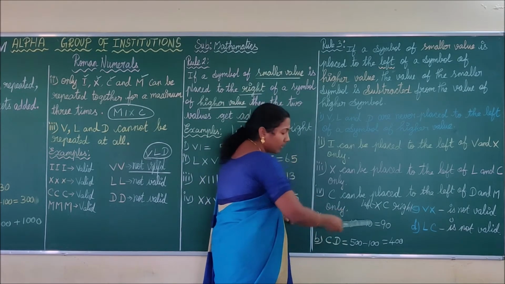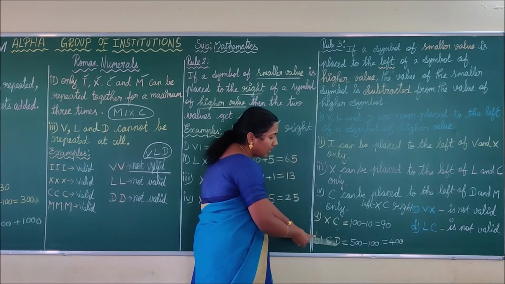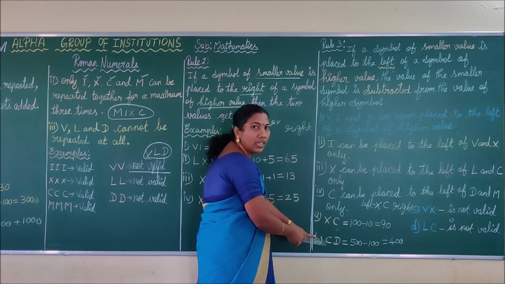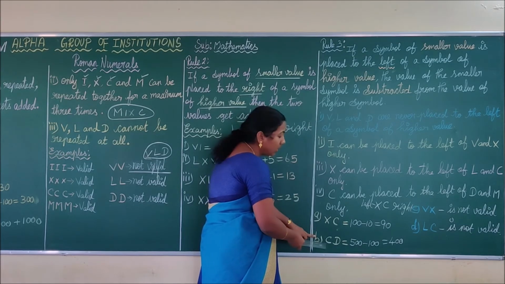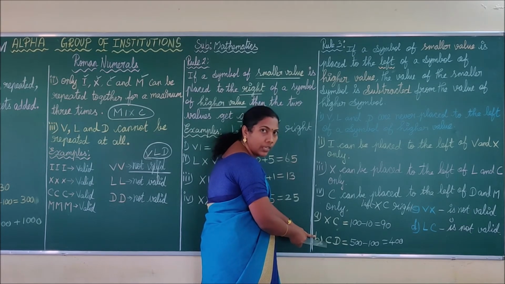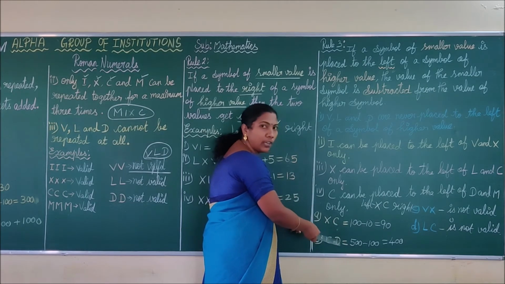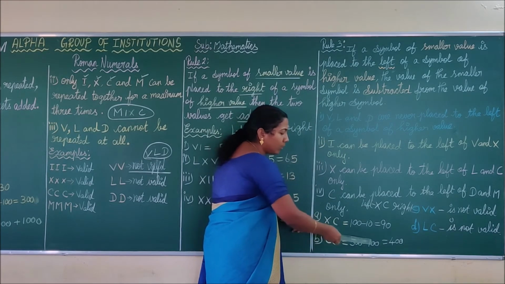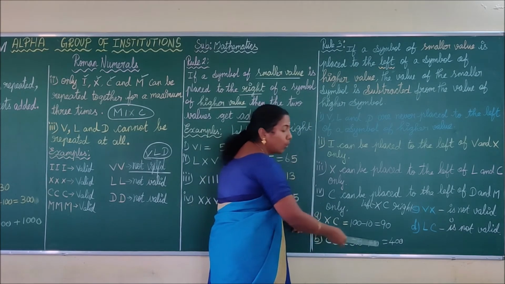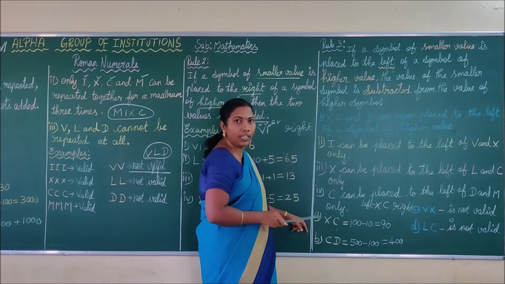Do you understand, children? See here, CD. What is the value of C? 100. What is the value of D? 500. Thus, the symbol of smaller value is placed left of the symbol of higher value. So, as per rule 3, you have to subtract the smaller value from the higher value. You get 400. Do you understand, children?